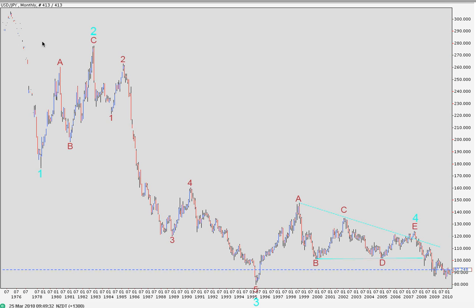Starting our dollar-yen analysis with a monthly chart going back to 1975. Overall, I'm really confident and happy with this wave count. This one was really remarkably easy. Data gets a little sketchy back here. Let's start from the beginning.